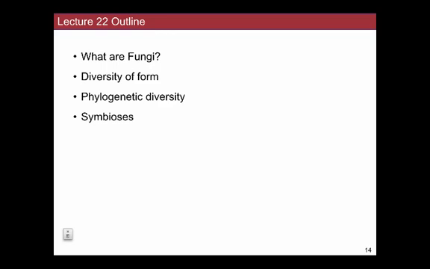All right, so now we're going to get into fungi. There will be at least one clicker question in here. Depending on how far we get, there may be 2 or 3. So what we're going to do is basically go through a little bit about what are fungi, some discussion of their diversity of form, and phylogenetic diversity. I don't think we're going to get to the symbiosis part until the next lecture.